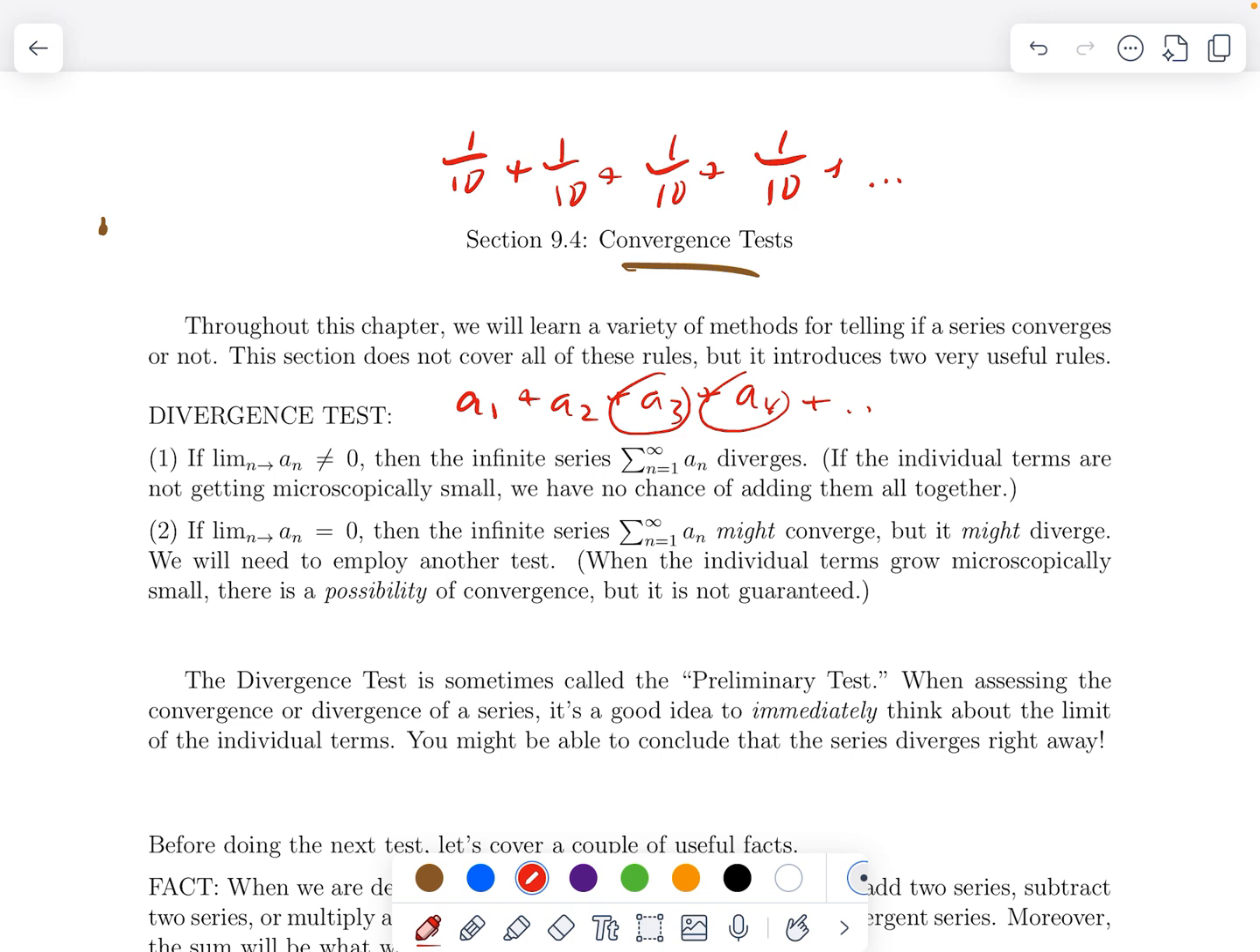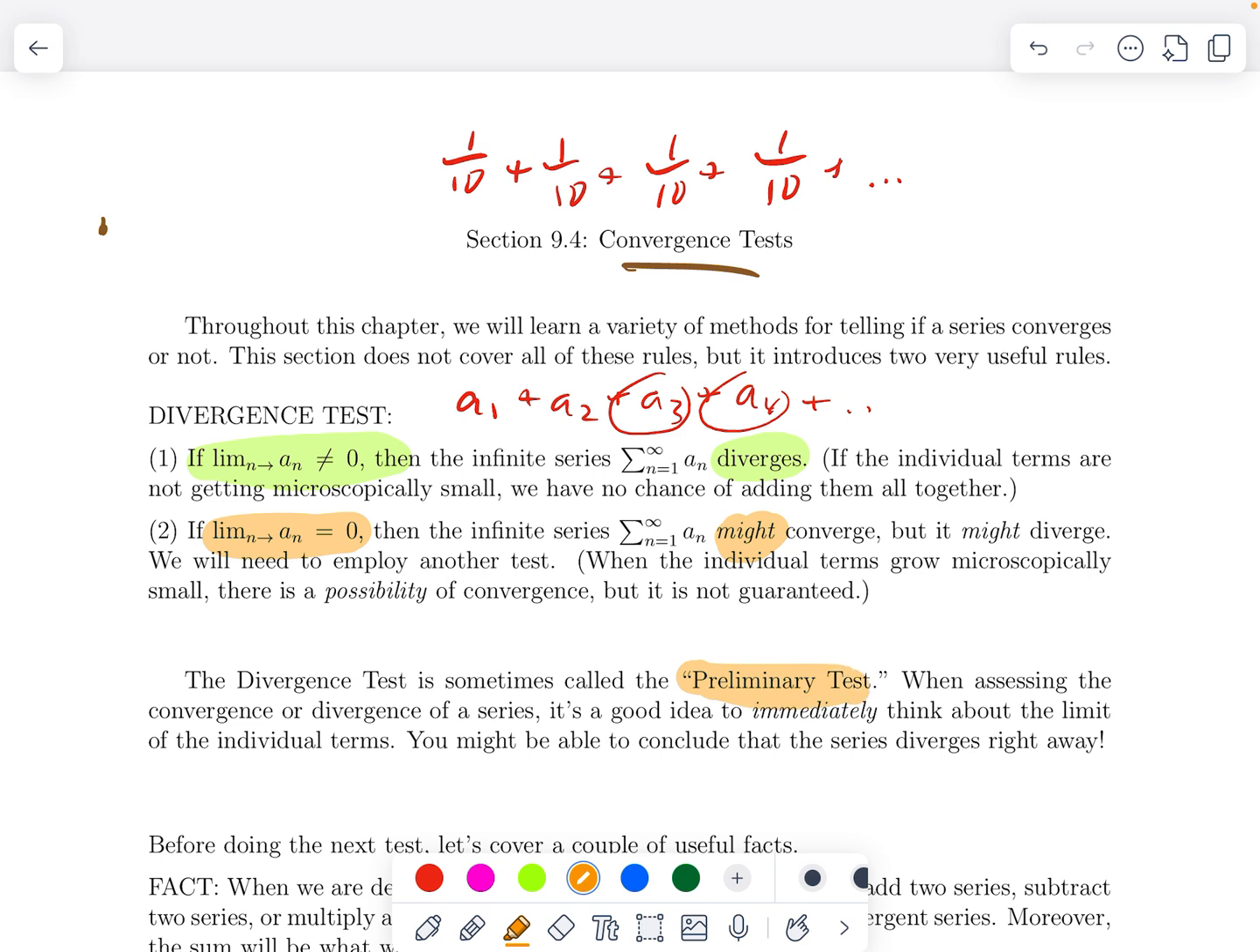So the only chance we have for convergence is if the individual terms get smaller and smaller and smaller, approaching zero. So this is what the divergence test says. If the limit of the individual terms is not zero, then we have divergence. Just right off the bat, it is absolutely impossible to add these up if they're not getting microscopically small. Now, if the limit of the individual terms is zero, it might converge, but it might diverge, right? We're not sure.